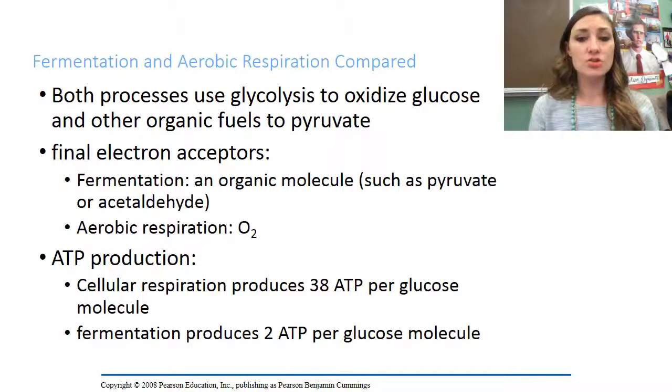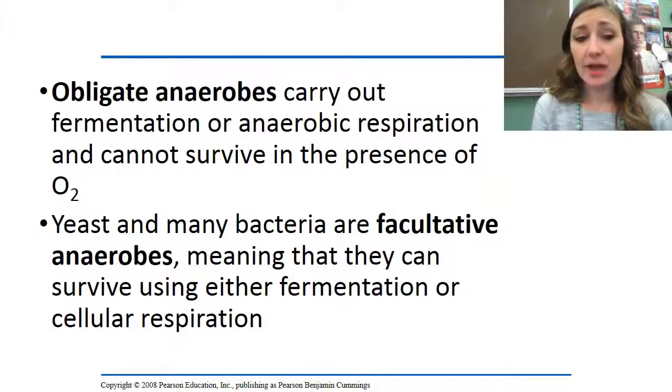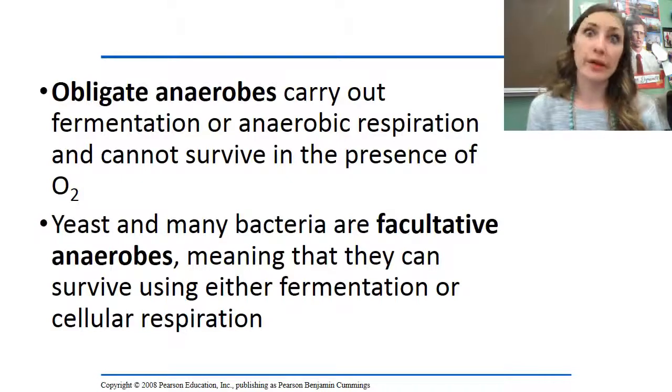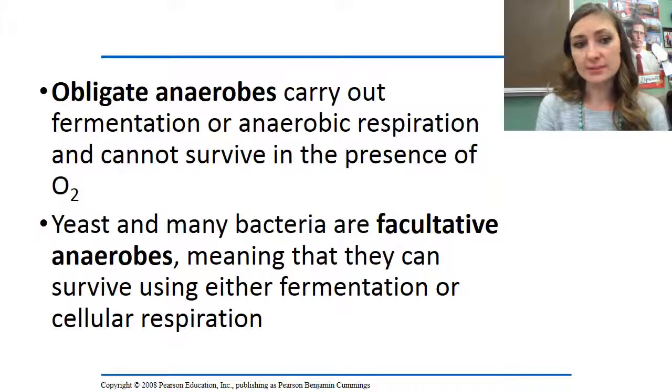So there's a huge trade-off of how much ATP you're making depending upon whether oxygen is present or it's not. I mentioned the term earlier without explaining it. Obligate anaerobes are organisms that carry out fermentation or anaerobic respiration and cannot survive in the presence of oxygen. So if they're in oxygen, they die. They have to go through the process of fermentation after glycolysis.